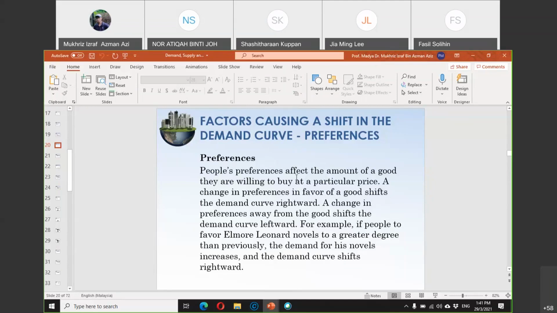For example, in certain months, or certain times of the year, it may be the musim, or the season, for a certain brand or certain design of a certain type of goods. So your preference or your taste will also cause the demand to increase or decrease.